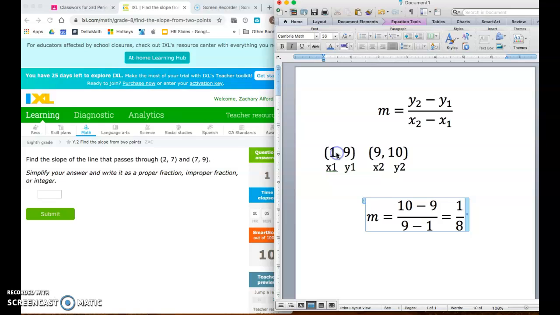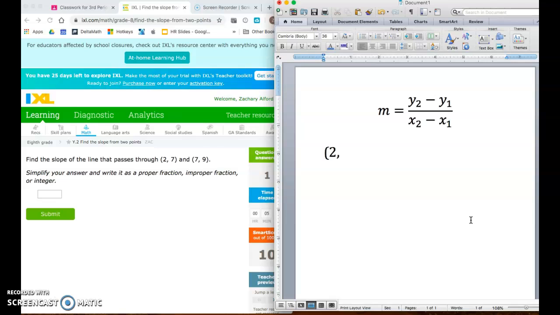All right, second problem. Here are my 2 points, so let me copy them down. Get rid of the old problem. Okay, 2, 7 is my first point. 7, 9 is my second point. And 2 is my first x value, so I label that as x1, a little smaller. Okay. 7 is my first y value, so it's labeled as y1. This 7 right here is my second x value, so it's labeled as x2. 9 here is my second y value, so I label that y2.